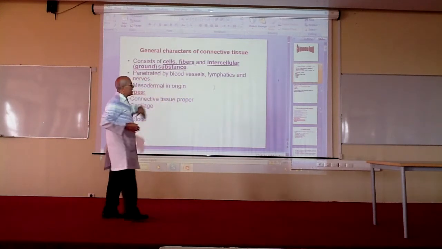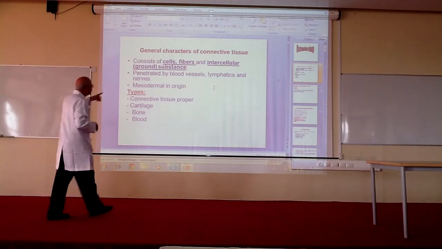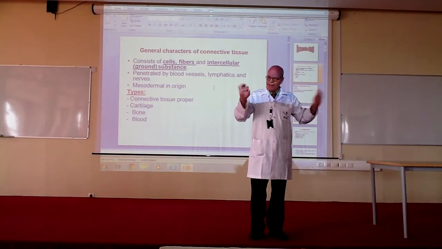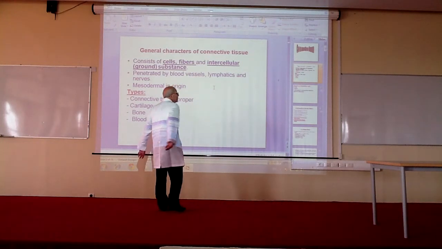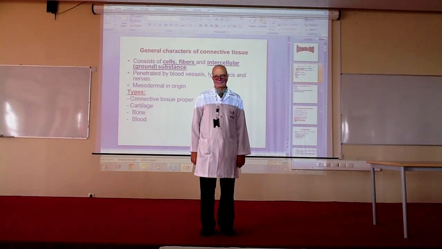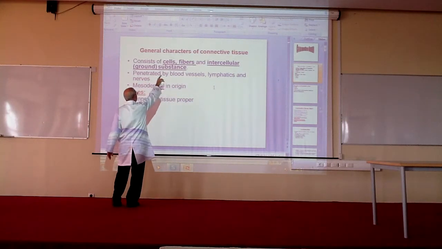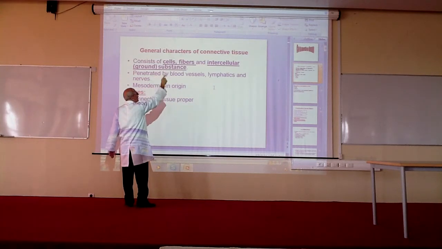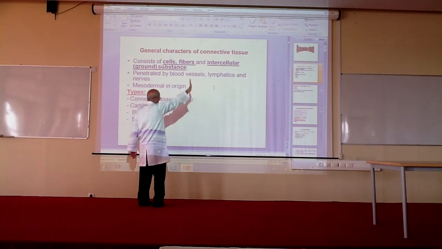What is the structure of connective tissue? Three main elements. Number one, cells. The connective tissue has its own cells. What else? Fibers. Different types of fibers. And the intercellular material, we call it ground substance or matrix. The intercellular ground substance or matrix fills the spaces in between cells and the fibers.